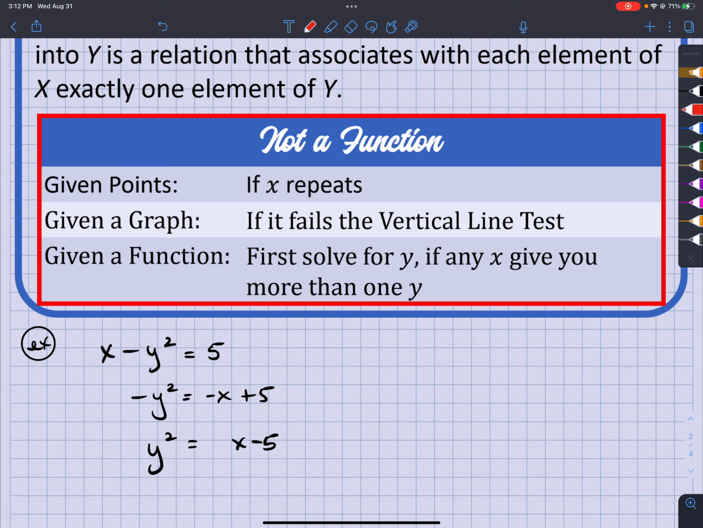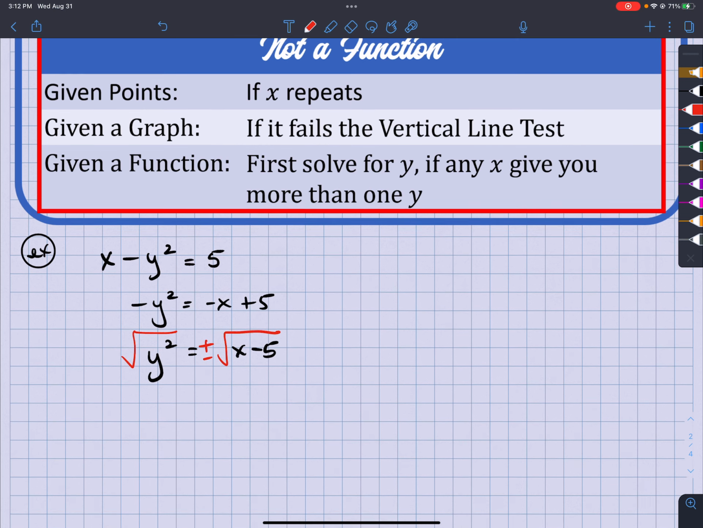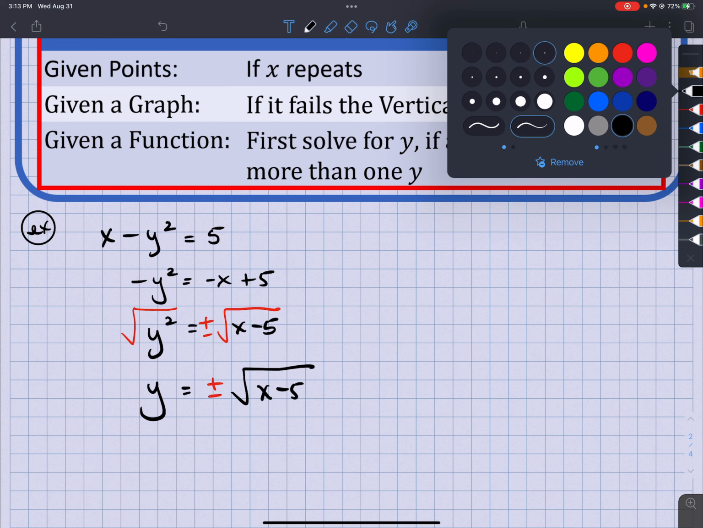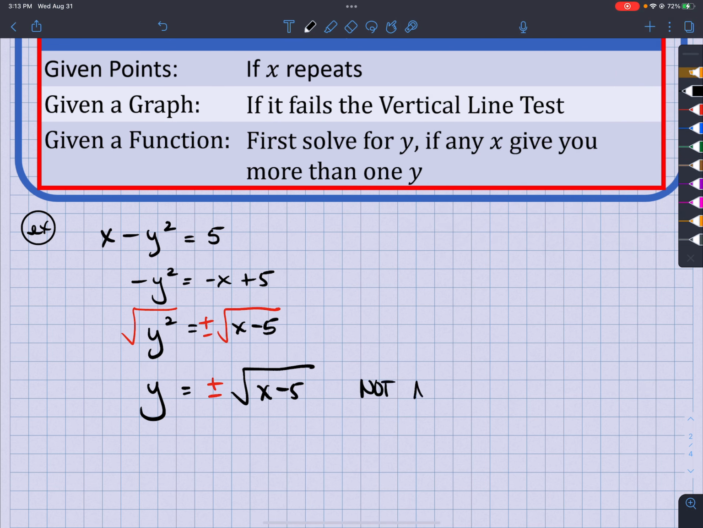Then I have to take the square root of both sides. And when I take the square root, I have to have the plus and minus. So y is going to equal plus or minus the square root of x minus 5. So this plus and minus tells me whatever x I put in here, I'm always going to have a positive answer and a negative answer. So that means I'm going to get two answers. So that's why this would not be a function.